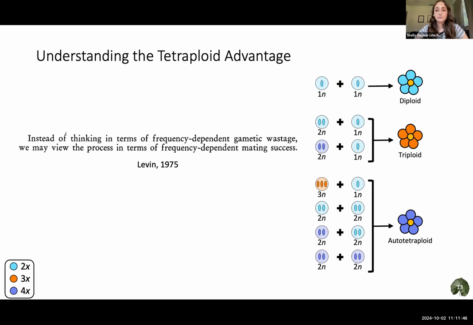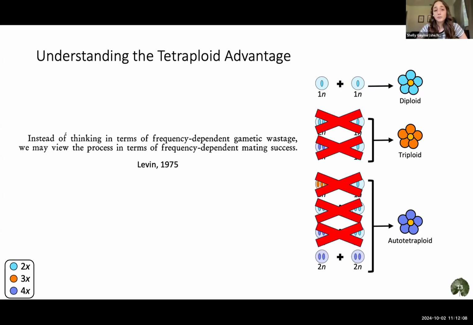This was actually in 1975 when Donald Levin introduced minority cytotype exclusion. It was actually as a contrast to gamete wasting. So instead of thinking in terms of frequency-dependent gamete wastage, we may view this process in terms of frequency-dependent mating success. However, at that time, and as we've moved forward, we've mostly only considered these crosses, when you have diploids creating diploids and tetraploids creating tetraploids only. When you consider all the other possibilities, you start to see the importance of gamete wastage.